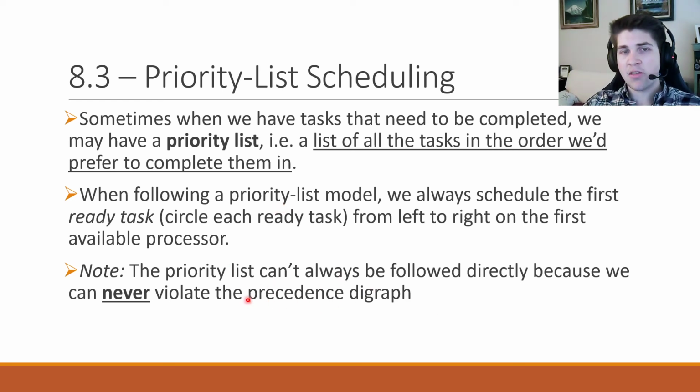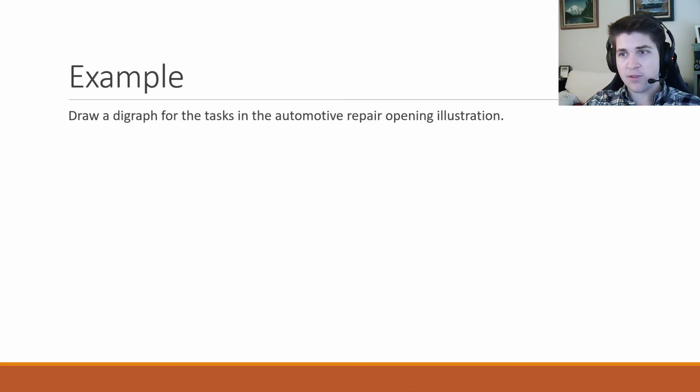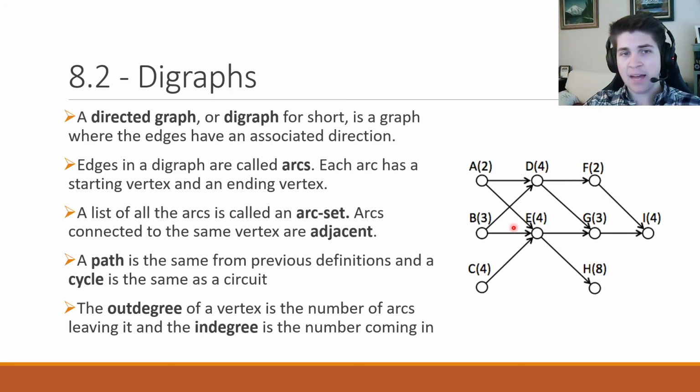Just as another thing to be very careful about, you can never violate the precedence diagram. You can never go against this. I'm not allowed to schedule E before these three. That's just a complete fail for the problem, where this is a necessary set of restrictions. For example, I can't do this until I get the parts, until I do this and this. If I schedule E first, I'm missing the point of everything.